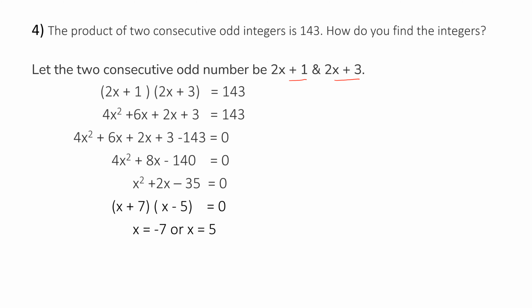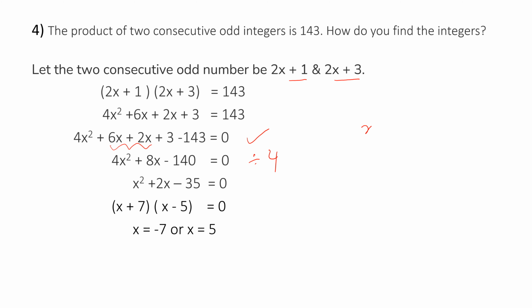Take all the terms to the left hand side so that we can equate to 0. And then 6x plus 2x is equal to 8x. 3 minus 143 is minus 140. Now you divide this equation by 4, 4 is a common factor. So that we will get the equation as x square plus 2x minus 35 equal to 0.